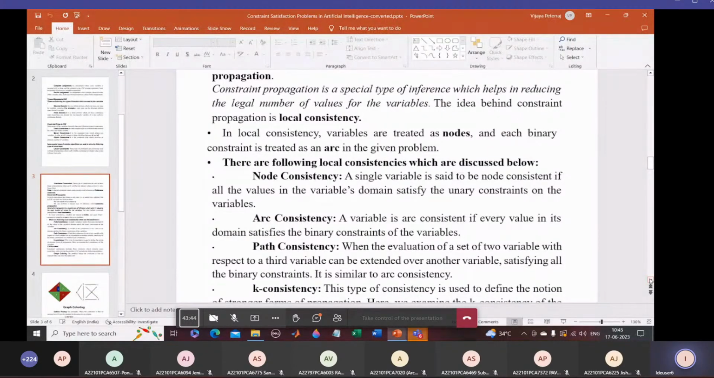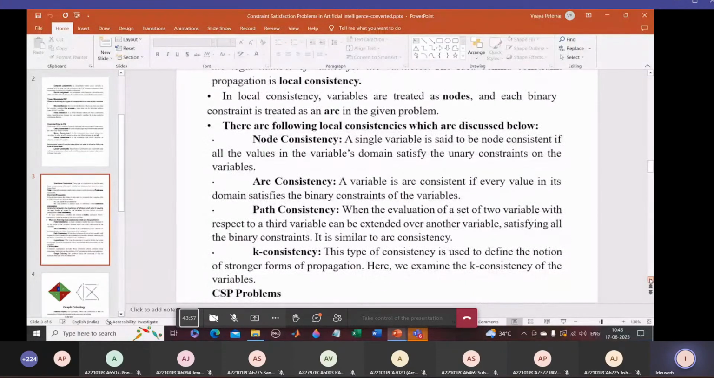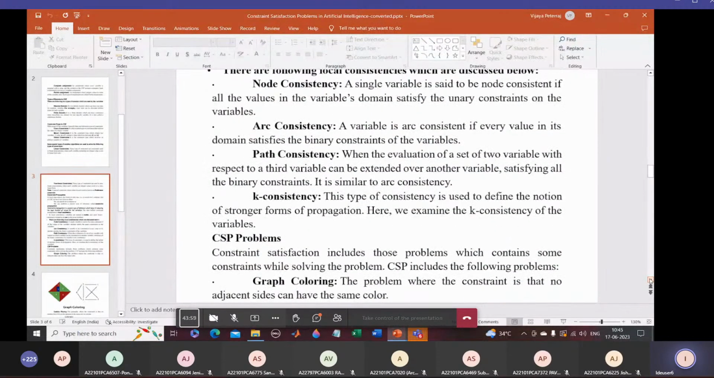Unary means single. Then arc consistency: every value in its domain satisfies the binary constraints of the variable, lying between the ranges. Then we have path consistency. When you evaluate two variables with respect to a third variable, it can be extended over another variable. So it has to satisfy all the binary constraints. This is similar to arc consistency.